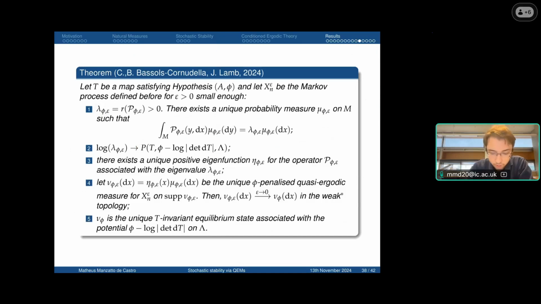And the second thing is that I will have right and left eigenfunctions, eigenvectors, of P phi. So what are eta and mu here? And when I combine both of them, what I obtain is a phi-penalized quasi-ergodic measure, not on M, but in the support of this measure. Okay, and when epsilon goes to 0, I converge to the unique equilibrium state. The fact that I have the support here is slightly annoying, but this is a fact of life rather than that we just did not manage to prove it.